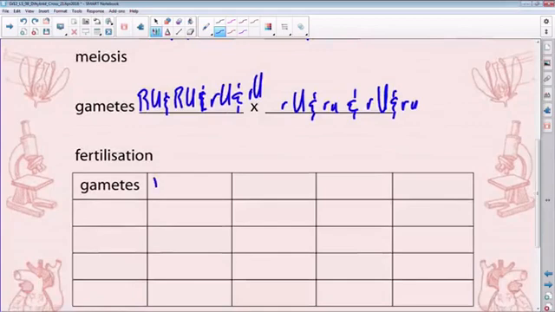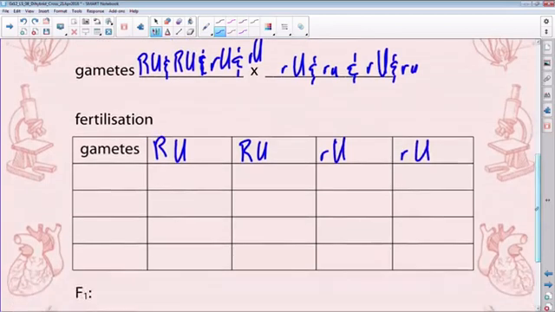Okay, let's have a look. We have big R, big U, big R, big U, small r, big U, small r, big U. There we go. And if we have a look at this one, we have small r, big U, small r, small u, small r, big U, small r, small u. Okay, so it actually looks quite simple, right?